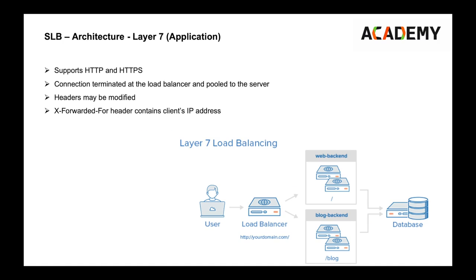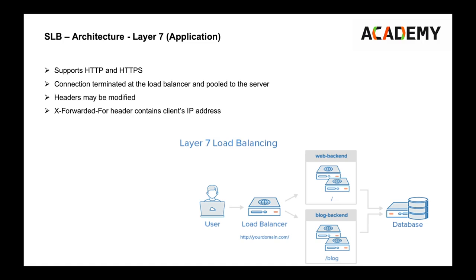Now, the Layer 7 load balancer works a little bit differently. It supports HTTP and HTTPS, and the connection that the user makes to your site actually terminates at the load balancer itself, which means that the load balancer can examine the HTTP stream and can modify headers. This is good because it means you can make intelligent routing decisions based upon the content of the connection.